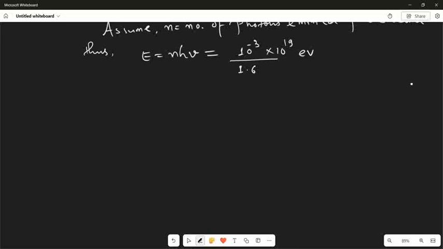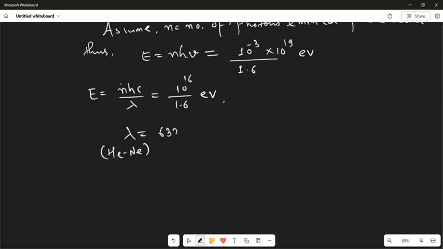And since we can also write this energy as n times hc by lambda, this equals 10 to the power 16 divided by 1.6 electron volt. And here, lambda for the helium neon laser equals 632 nanometer. It is roughly 632 nanometer, and precisely it's equal to 632.8 nanometer.